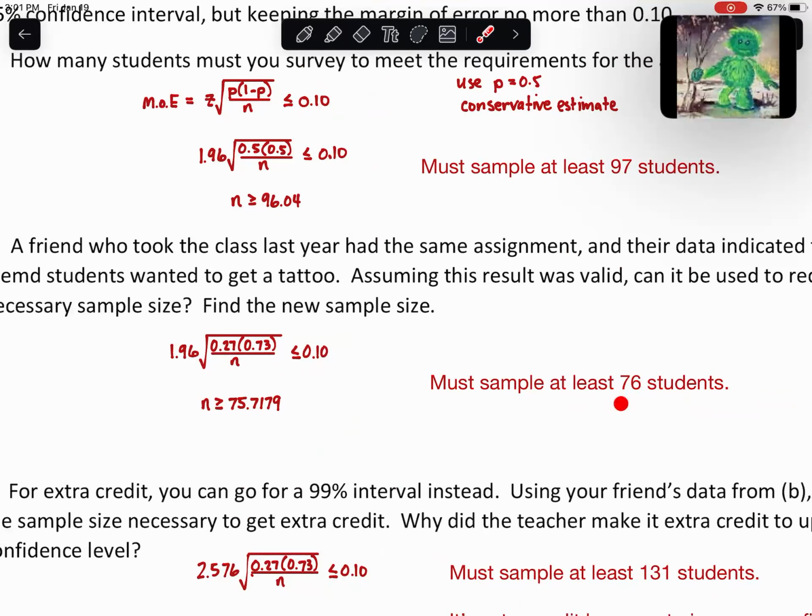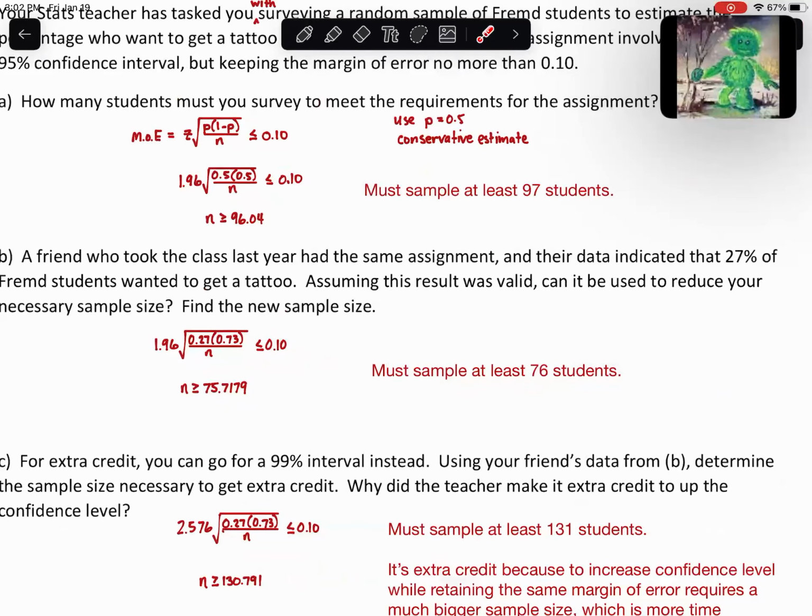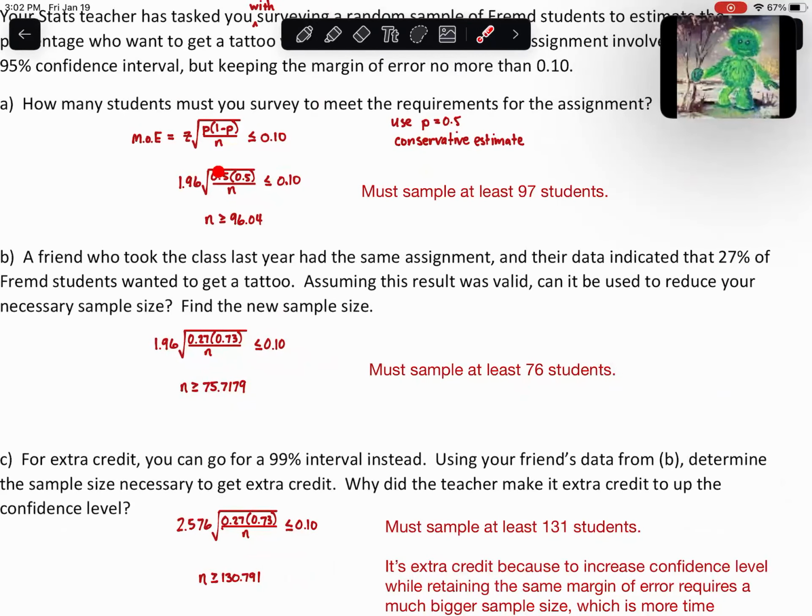So what we see here is if we have some extra information that allows us to be less conservative in our choice for p, we can actually get away with even a smaller sample size than the first attempt. And that might be beneficial because that means it's less work for the researcher. For large studies, it might be more cost effective to use the smallest possible sample size you can get away with. Okay. If I didn't have this 27% to go off of, I'd be locked into the 0.5.